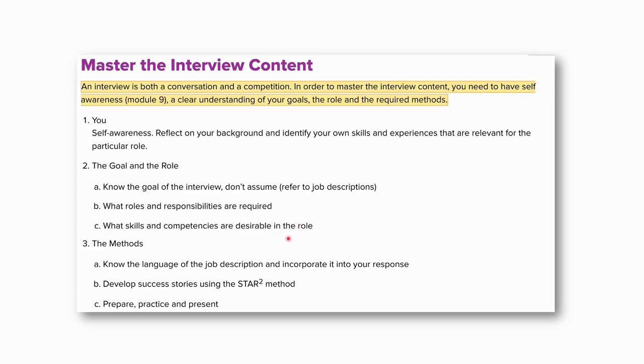Thinking about all of the things that you can do and the competences that you have, which of those are asked for in this role, compare all of that to what you have.